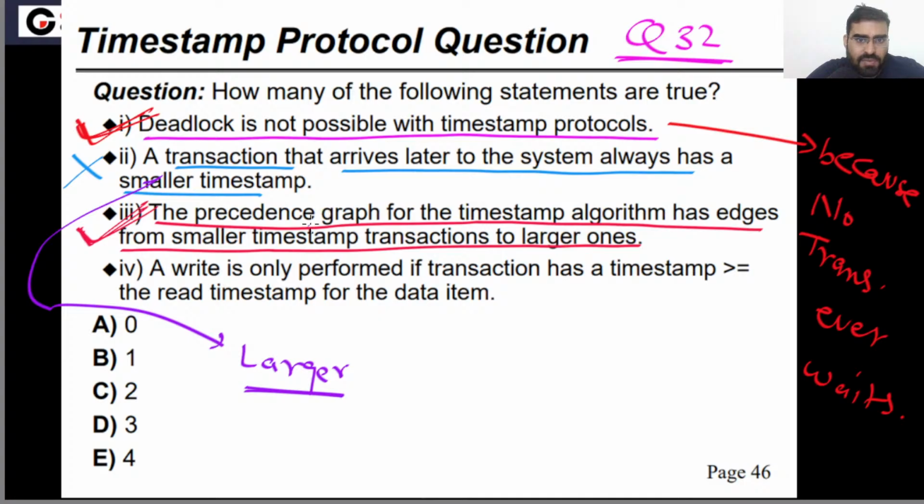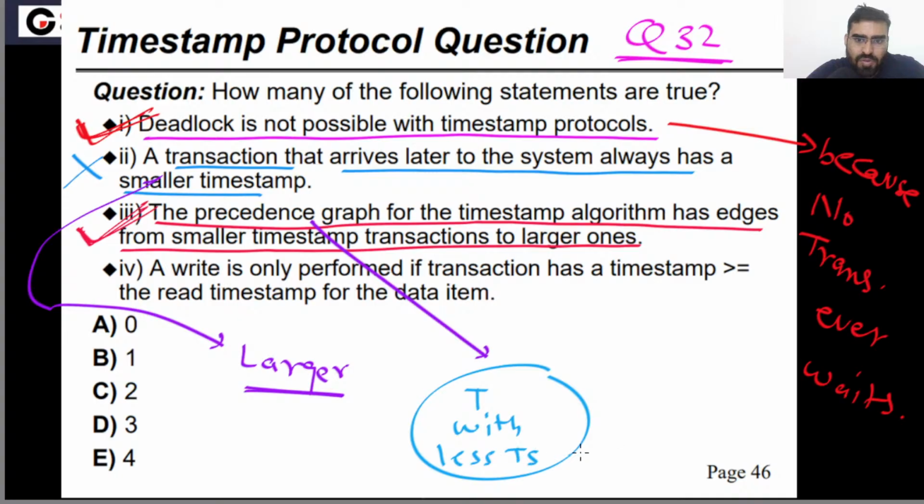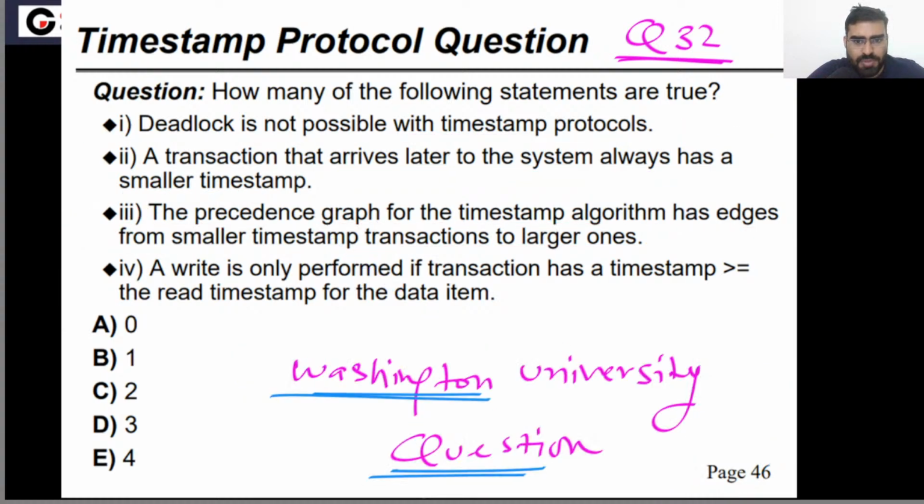In the precedence graph, the transaction with less timestamp, these edges will be from this transaction to this transaction. So this is actually correct. Statement number 3 is correct. Now let's see option number 4.